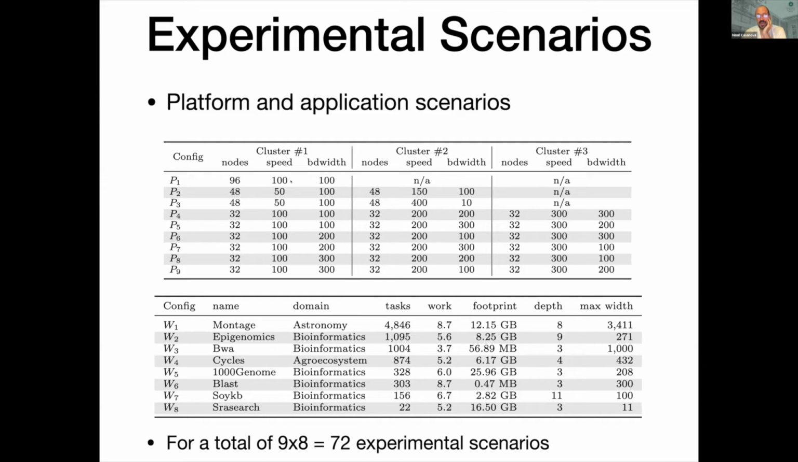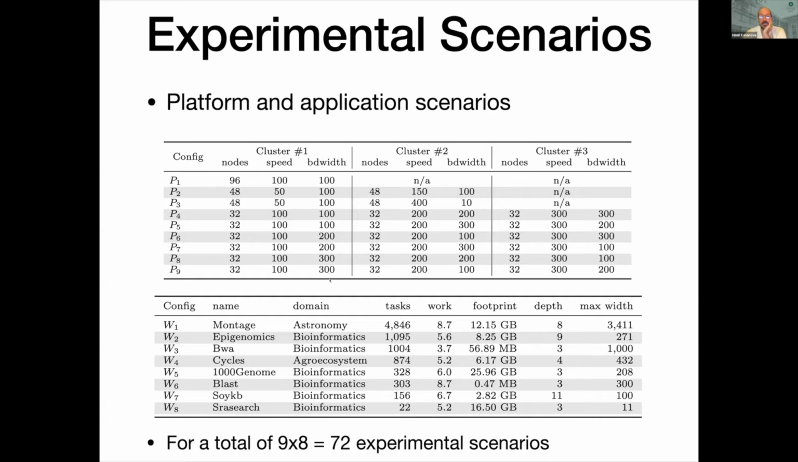Now, the paper gives details about the units. The speed is the compute speed of a node, and the bandwidth is the bandwidth through which the cluster is connected to the internet. Okay. And then config P2 has 2 clusters, each of them with 48 nodes, right? And so on. We pick arbitrary, in this case, platform scenarios. Most of the scenarios have 3 clusters with different compute speeds and bandwidth.